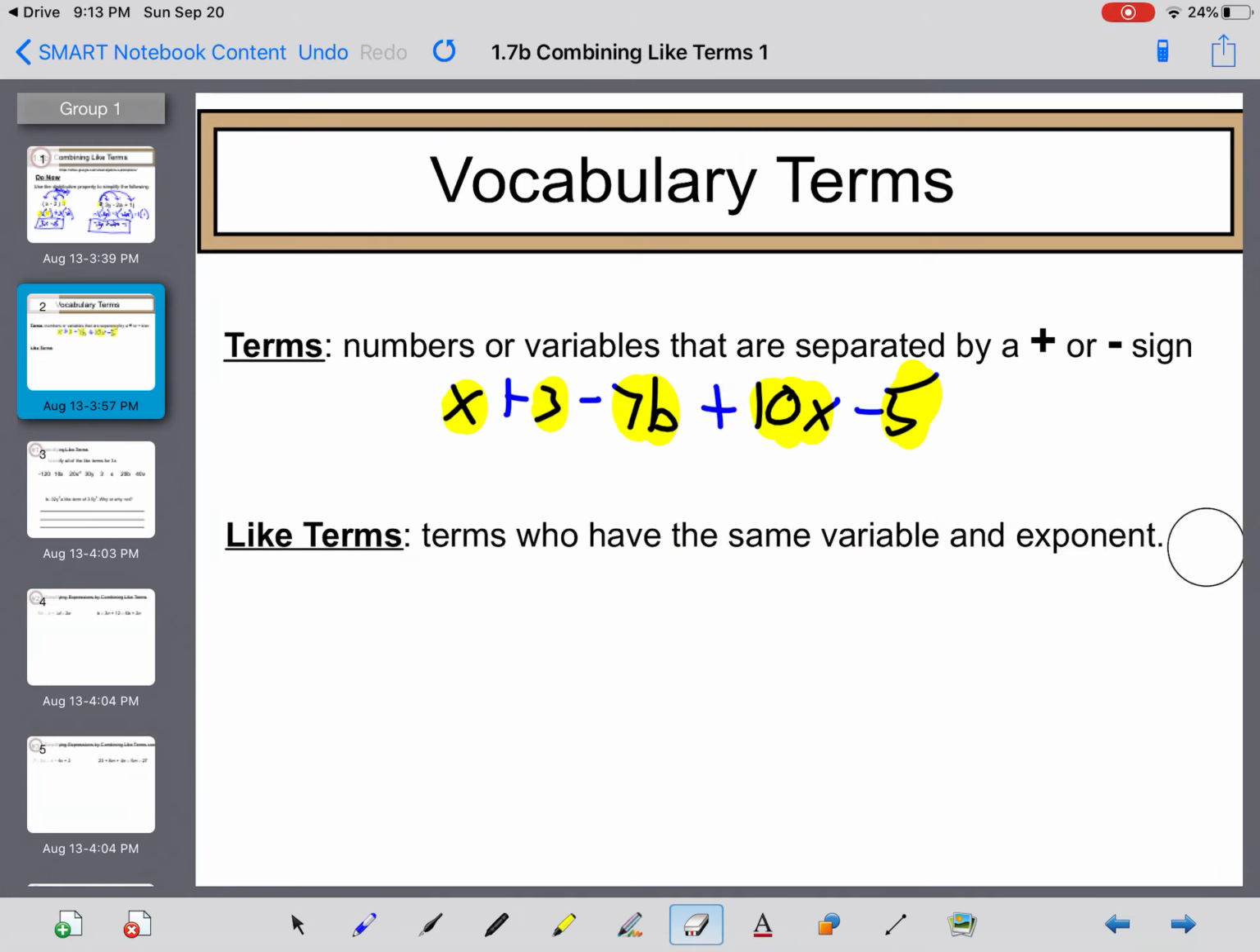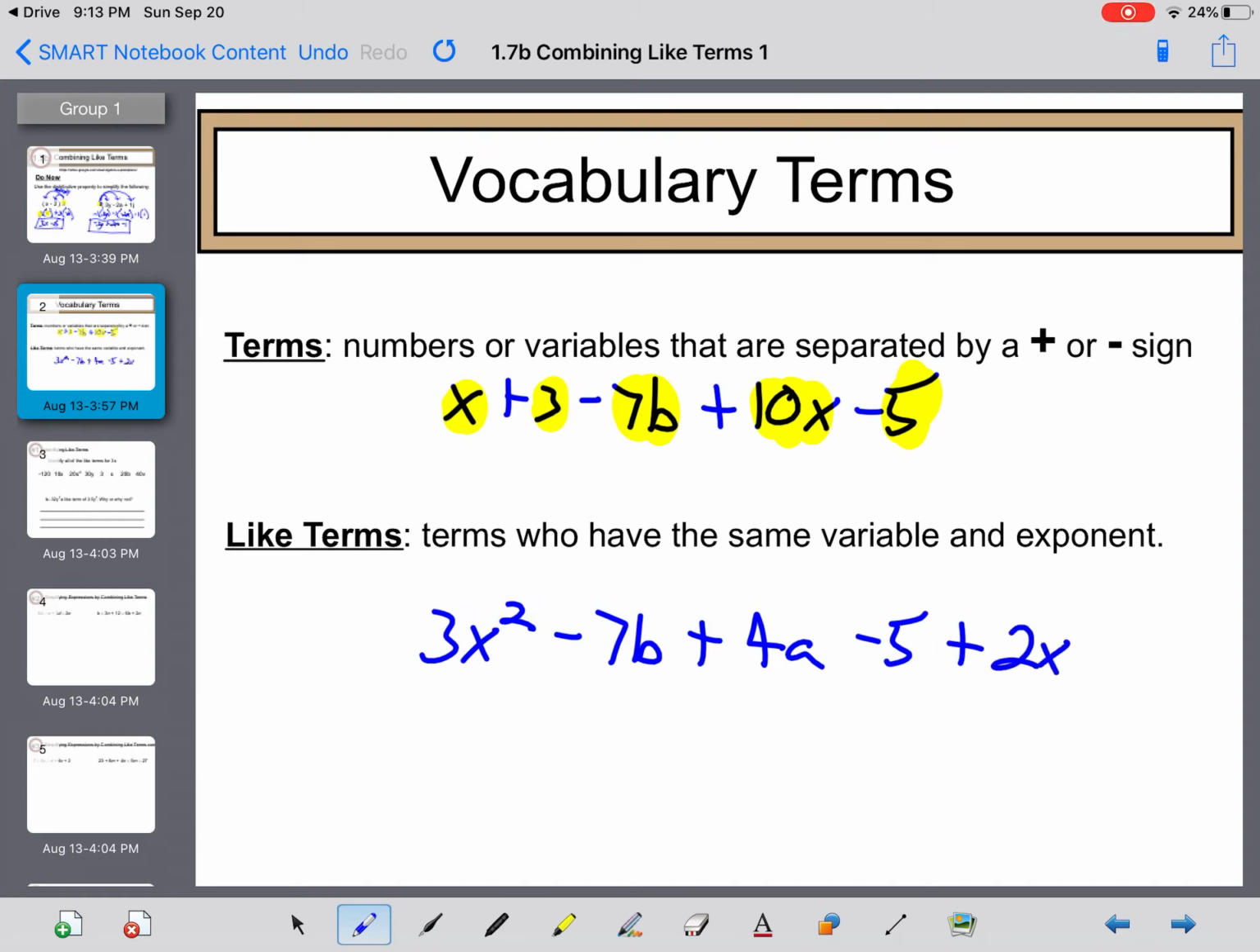Now, like terms are terms that have the same variable and exponent. So, for example, 3x squared minus 7b plus 4a minus 5 plus 2x squared plus 10b. I'm going to look for the same variable, x and x, but they also need the same exponent, x squared, x squared. So 3x squared and 2x squared are like terms.